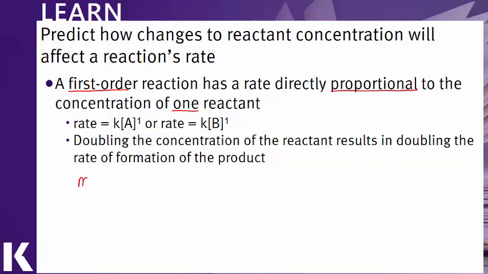So if we look at the rate, which is always in molarity per second, we would have just molarity, since we only have 1 reactant raised to the first power. And in order to get molarity per second, our rate constant would need to have the units of 1 over second, which you'll also sometimes see as just second to the negative 1.